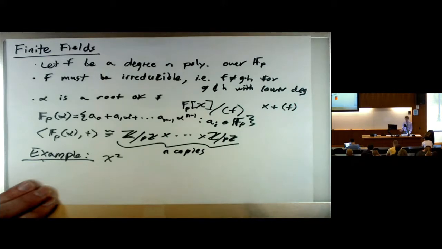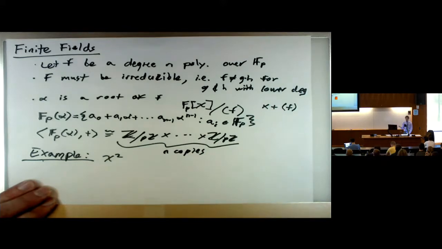In the case of F_2, to show that something doesn't have 0 or 1 as a root, you're just plugging in. And you can do the plug-in for any F_p, but checking 0 and 1 is easy in any field. To see if 0 is a root, you're looking only at the constant term. To see whether 1 is a root, you're looking at the sum of the terms. The sum of the terms has to be 0 in whatever the field is.